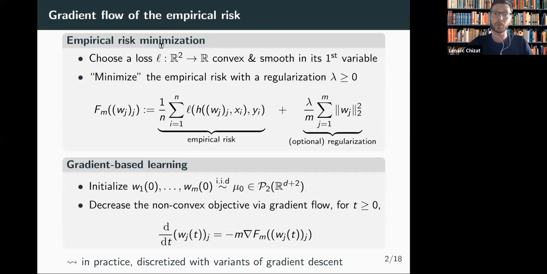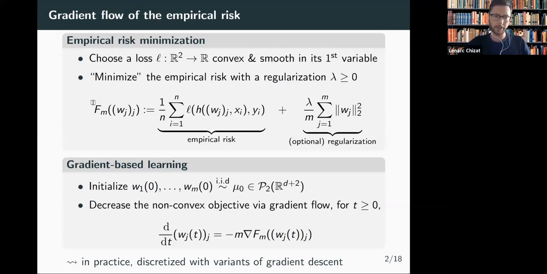So the loss function that we choose is a function that takes two inputs, the prediction that we make and the actual label associated to a training point, and outputs some loss. And we assume throughout this talk that it is convex and smooth in its first variable, which is satisfied by, for instance, the square loss or the exponential or the logistic loss. And I will define these losses later in the talk.